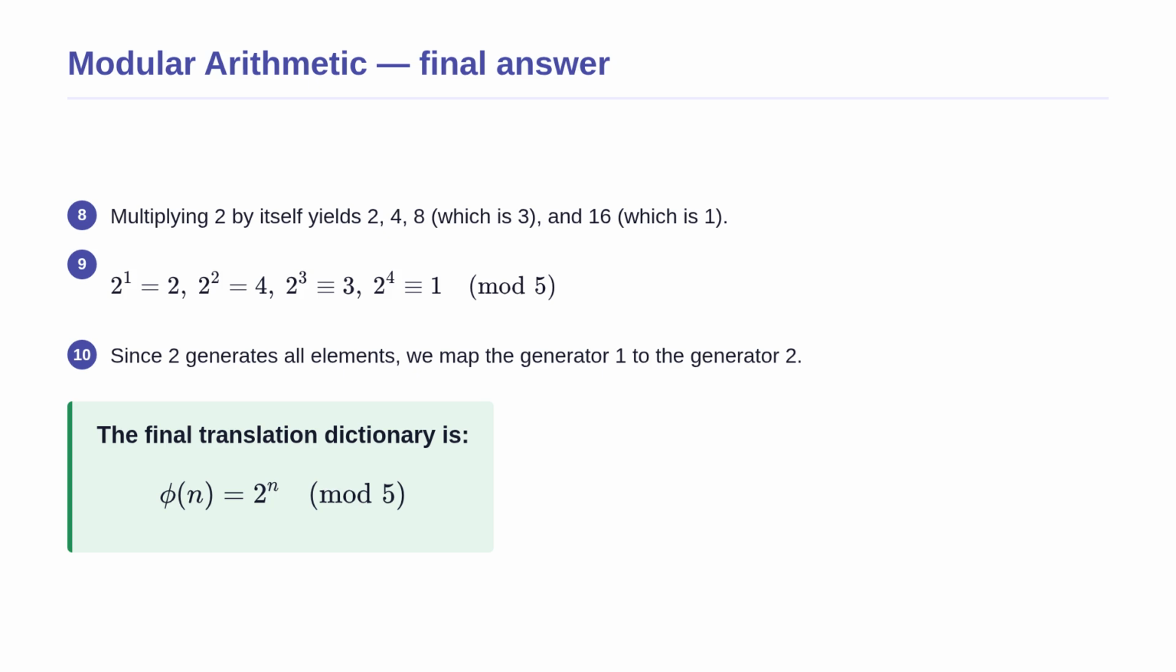We define our final function to take any number from our first group and use it as the exponent for the number 2 in our second group. This perfectly maps the generators, proving beyond a doubt that the two groups are isomorphic.